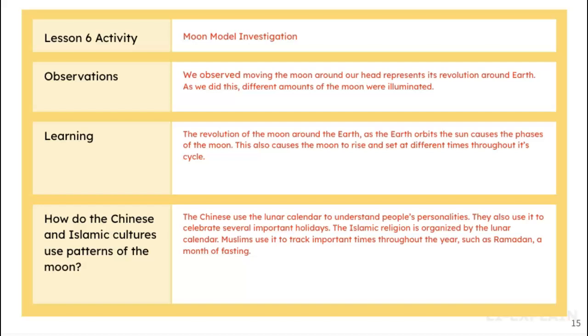The goal of this class discussion is to explain what causes the moon phases and their connection to the lunar calendar. You can use the discussion to create the Lesson 6 summary chart. From the discussion, students should understand that the Chinese use the lunar calendar to understand people's personalities. They also use it to celebrate several important holidays. The Islamic religion is organized by the lunar calendar. Muslims use it to track important times throughout the year, such as Ramadan, a month of fasting.